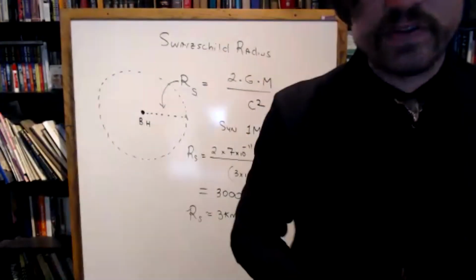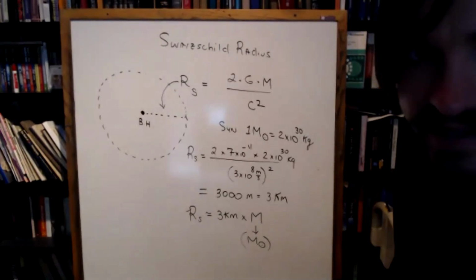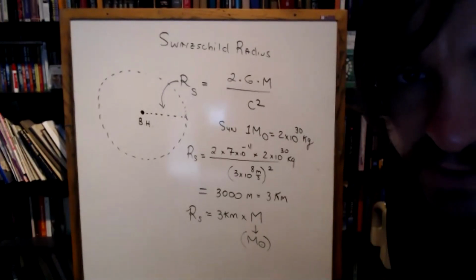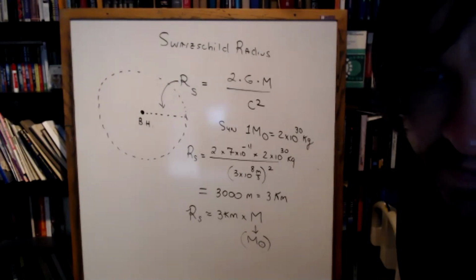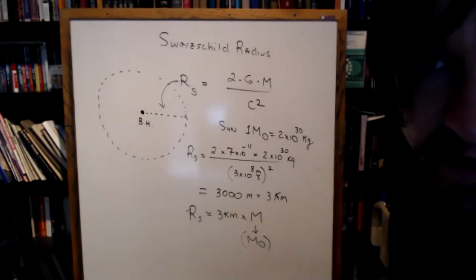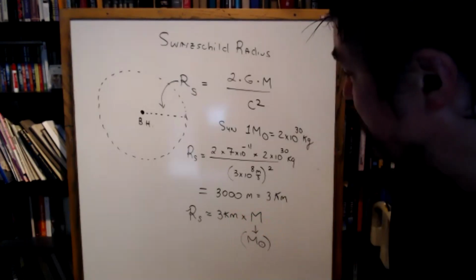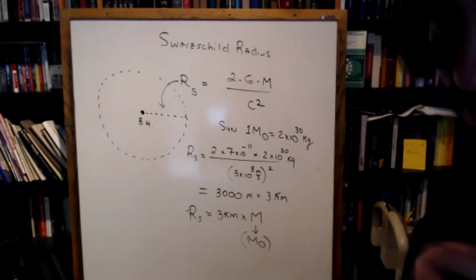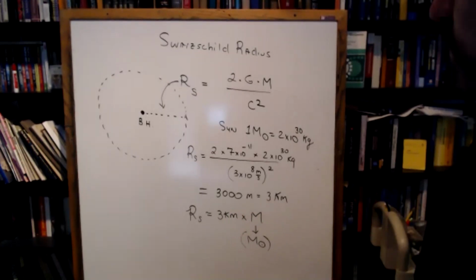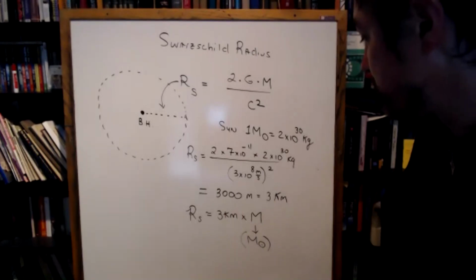So 3 kilometers is pretty small, right? That's like downtown Providence. If you could smush the sun into a volume comparable to, actually 3 kilometers might even be too big for downtown Providence. 3 kilometers, it's not a great distance in terms of astrophysics. So that's a pretty highly compressed star.